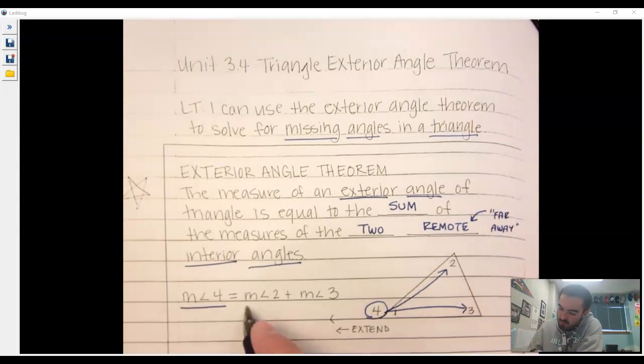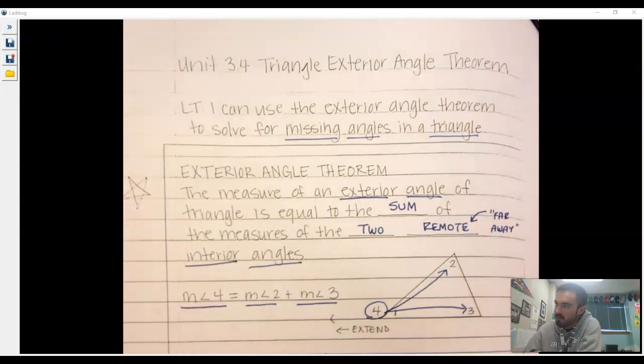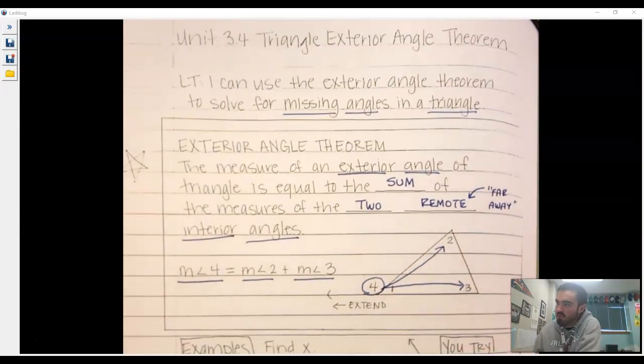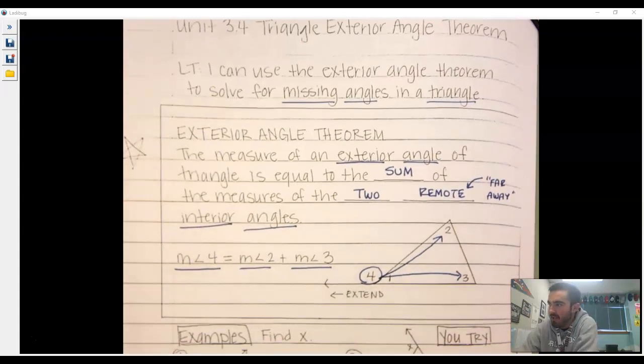Okay, so the two remote angles, 2 and 3 here. So this exterior angle is equal to the two remote angles. That is what we're going to be working with today. That's the math, that's the basic idea. That's the new concept. Now we're just going to apply that with some examples. So let's take a look at example 1.